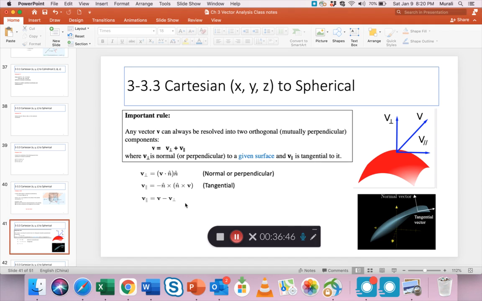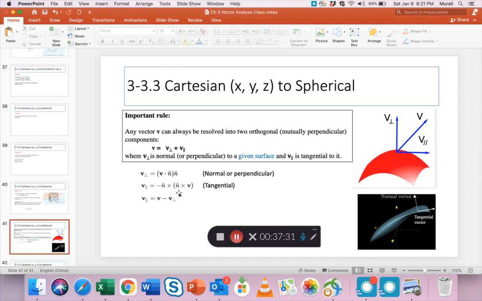How do you find these components? Here's a bunch of equations that will help you. The normal or perpendicular component, which is this component, is a scalar product of the original times the unit vector in that direction. That's what this n means. So in that direction that you are interested in, you find the unit vector and you take the scalar product first, V dot n, the dot product, and then you attach the unit vector to it, so it becomes a vector.